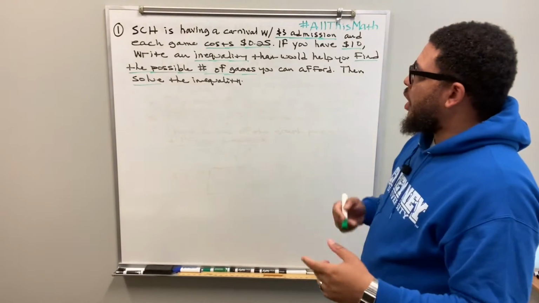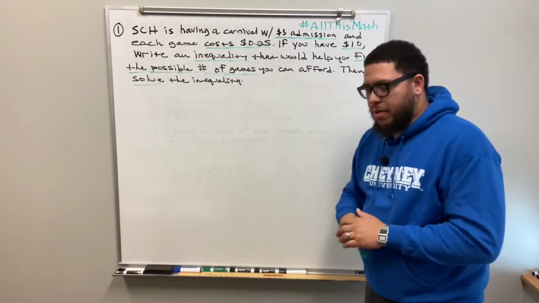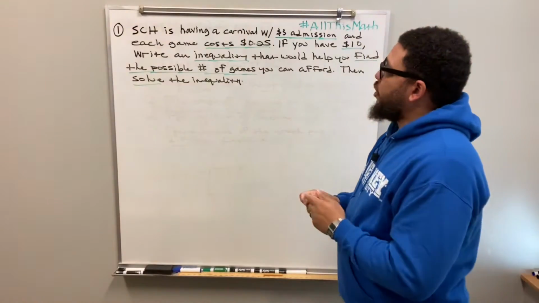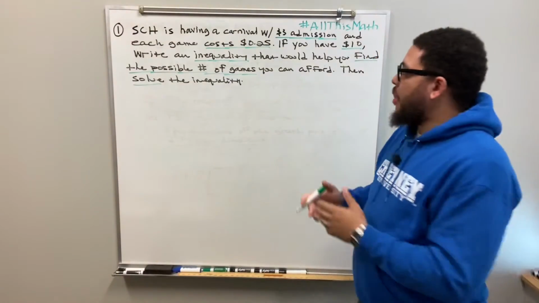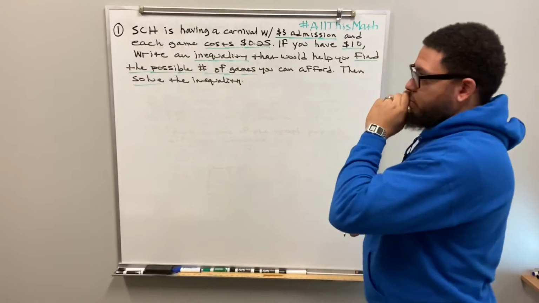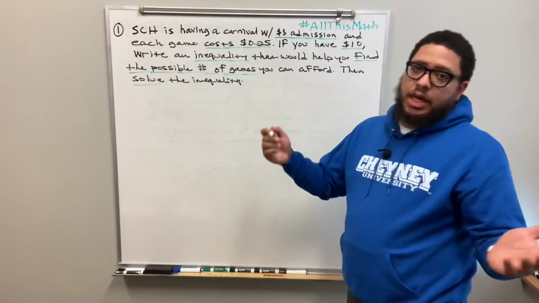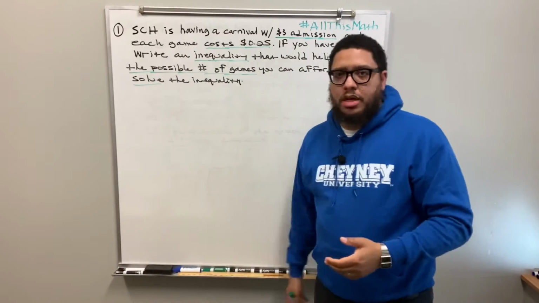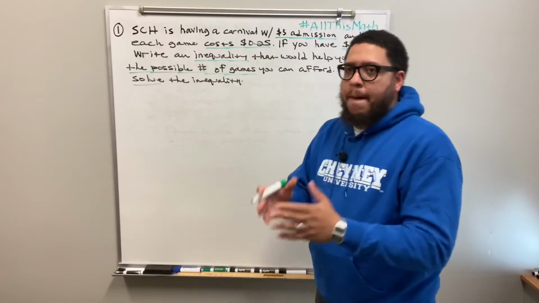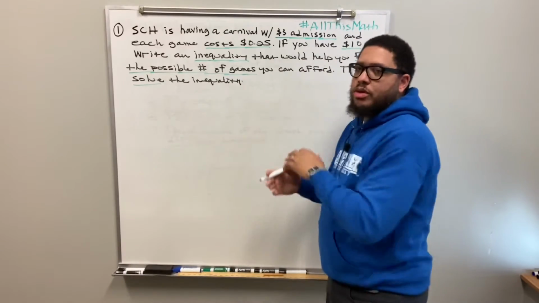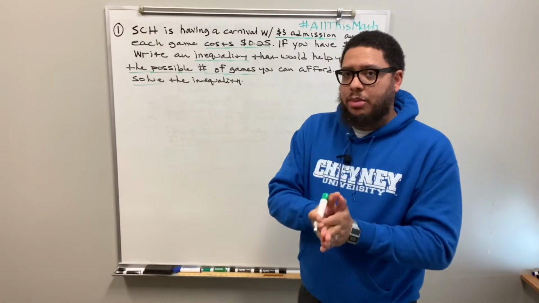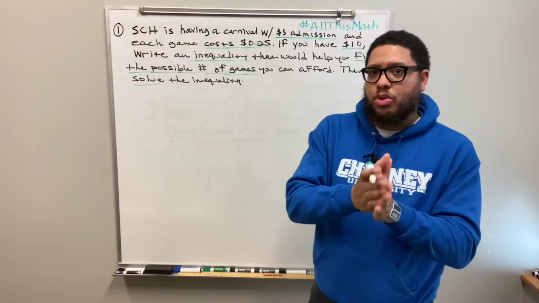So first, I need to pick a variable. You always want to pick a variable to represent what we don't know. What we don't know is the number of games you can afford. I mean, we could guess. It could be 5 games. It could be 20 games. It could be 80 games. It could be 1 game. It could be 2 games. But when we know how to do the math, we don't got to guess. We can find out exactly how many games we can play. We can find the exact answer to our question.